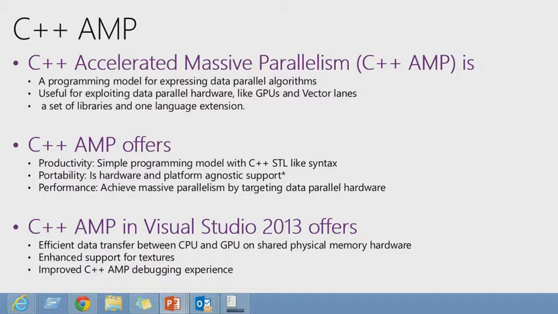C++ AMP offers you a variety of features. The key ones I would like to highlight here. It's very productive as it's simple. It has a simple programming model, which is STL-like. It's portable because it's hardware and platform agnostic. And it's obviously performant because you can achieve massive parallelism by targeting data parallel hardware. In Visual Studio 2013, we've added these perks to C++ AMP. The data transfer between CPU and GPU on shared physical memory hardware is a lot more efficient now. We've actually enhanced our support for textures. And lastly, we've improved the C++ debugging experience.